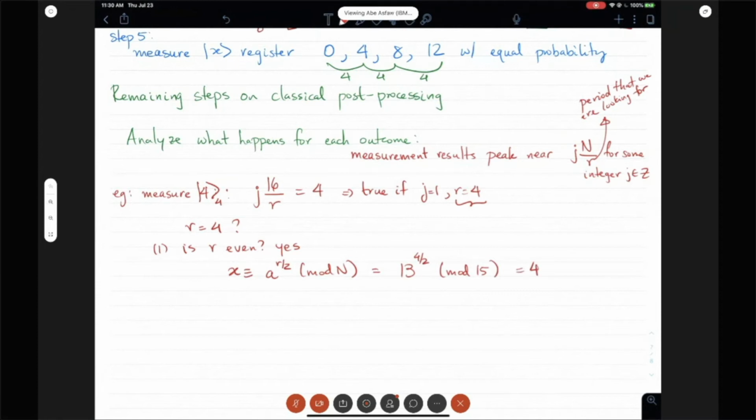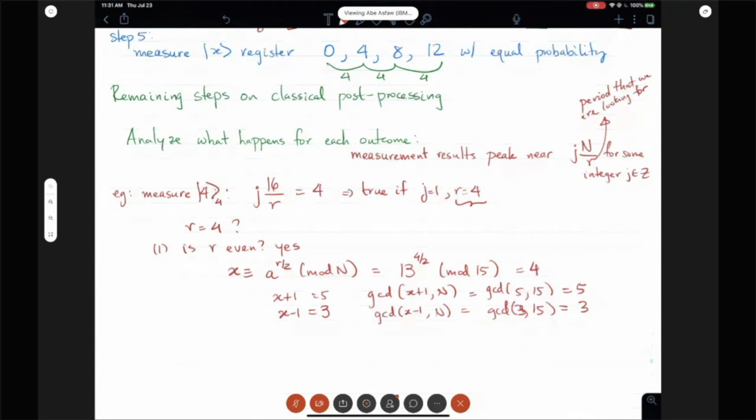So can this possibly give us the factors? Well, x plus 1 is 5, x minus 1 is 3, and the GCD of x plus 1 comma n and x minus 1 comma n is exactly the GCD of 5 and 15 and 3 and 15, which should give you 5 and 3. So if you were to measure 4, you can immediately extract the factors 5 and 3 from this process. That's exactly the same analysis that I showed you before, except now we're using the outputs from the quantum computer to do this work.